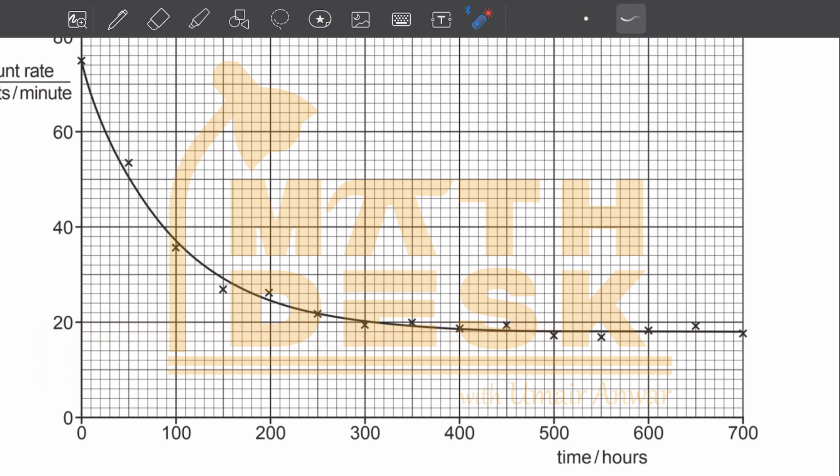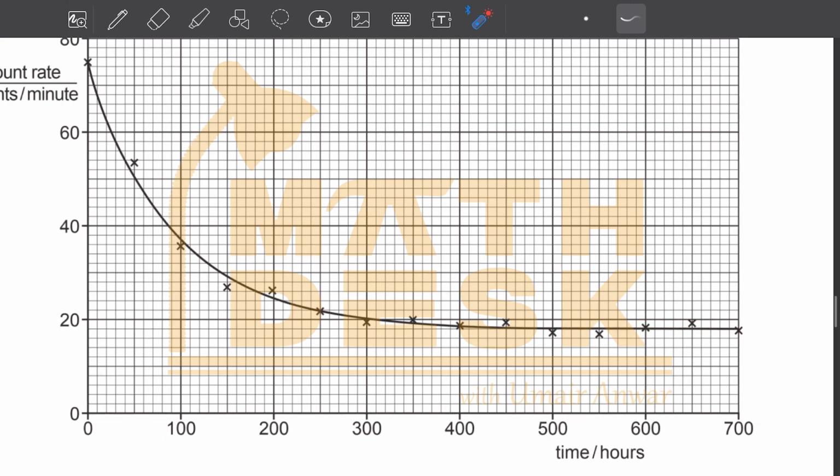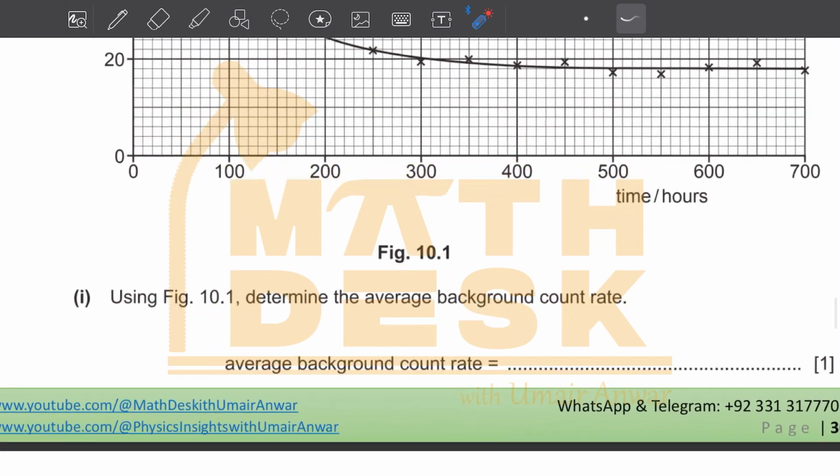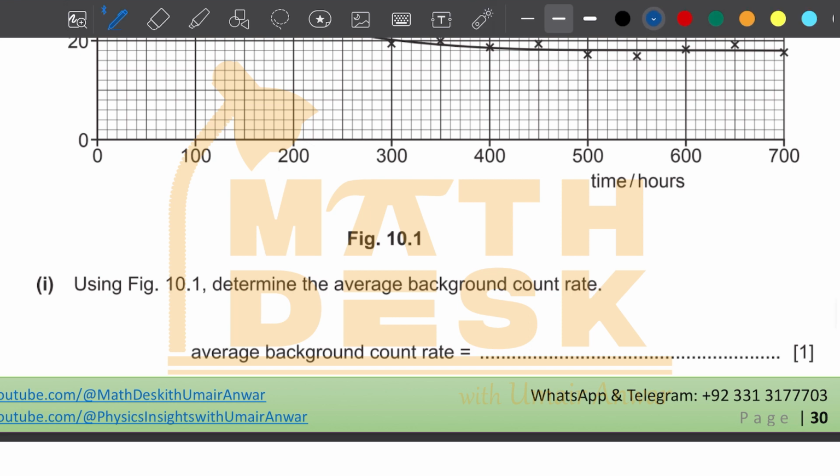So the background count rate is the value obtained from the half-life curve. It is the value after which the curve does not decrease further. When the exponential decay of the curve stops and the curve becomes constant or horizontal, that gives us the background count rate. So from this graph, we can say that the average background count rate is 18 counts per minute.